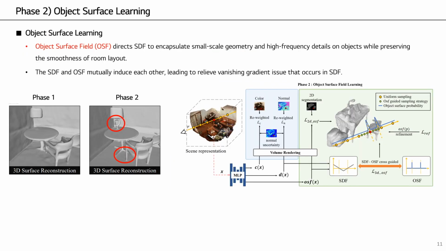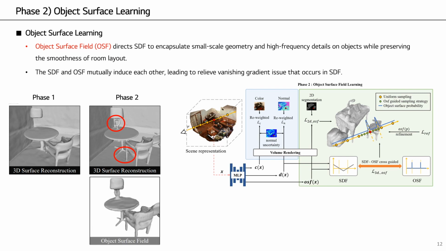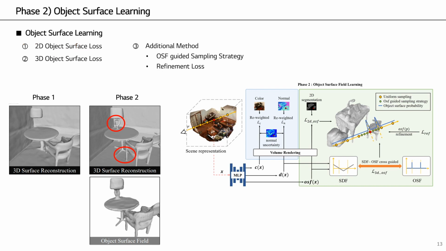Building upon the overall geometry from Phase 1, our Phase 2 object surface learning focuses on the objects to capture more detailed high-frequency geometry. The core driver of object surface learning is a novel concept, the object surface field, or OSF for short. Object surface learning includes a 2D object surface loss that learns the initial form of the object surface fields and a 3D object surface loss that learns the detailed form of the object.